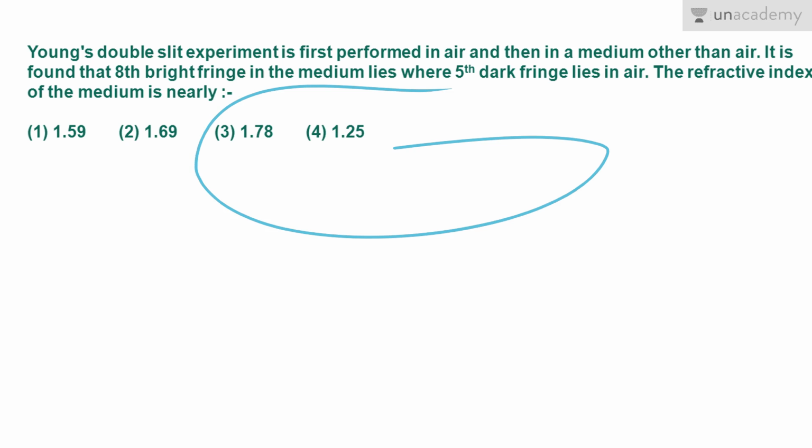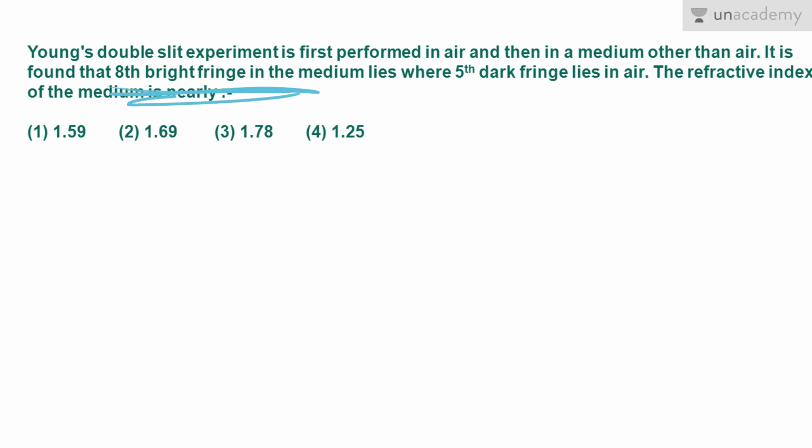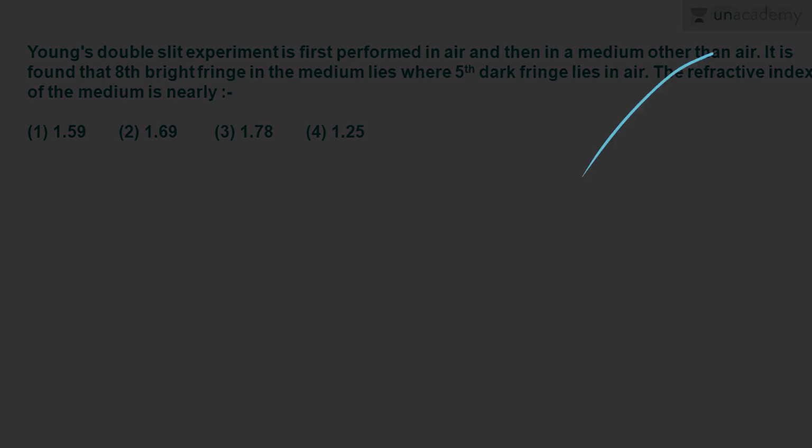Okay, what we need to look at in this question is that the bright fringe in the medium is appearing where the fifth dark fringe was in the air medium. Okay, so now let us look at the solution.